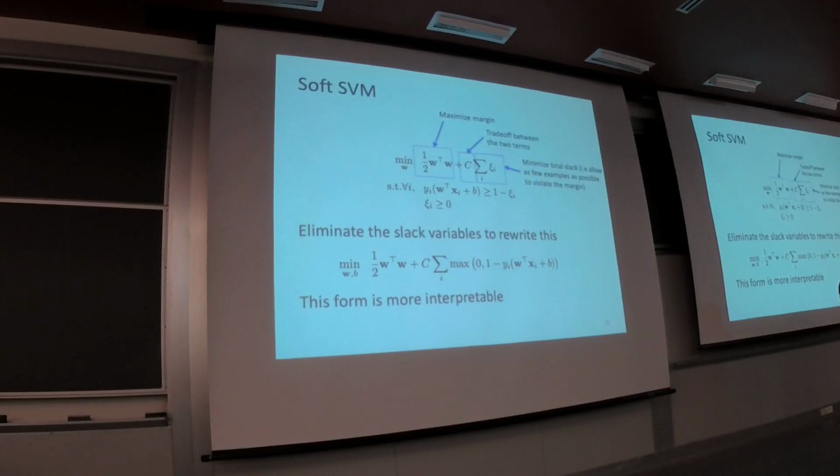I understand why we have the max of 0 and 1 minus that, but I'm wondering what would happen if we didn't have the 0 in there. Would we let it be as small as it was?